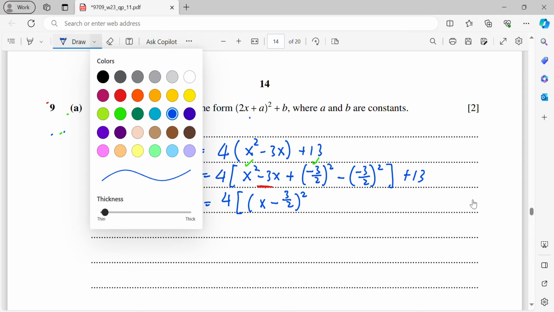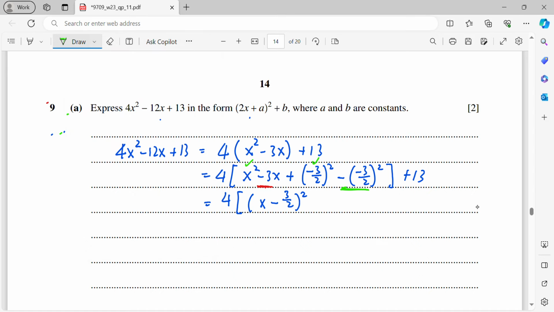Now for the last term, you need to simplify. So I will be getting minus 9 over 4, then plus 13. So this 4, bring it in. Then here you will be getting 4 times (x minus 3 over 2) squared. So 4 times negative 9 over 4 is basically minus 9, then plus 13. Now we look at the question here. Square of 2x plus 8. That means I need to bring in the 2, the 4. So this 4 I can change to 2 squared.